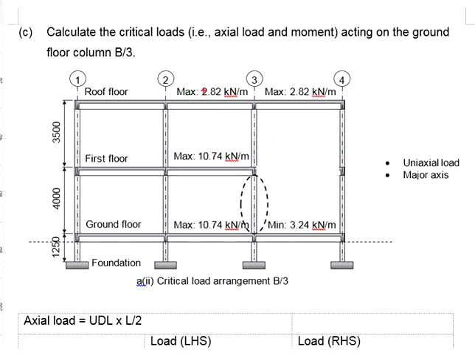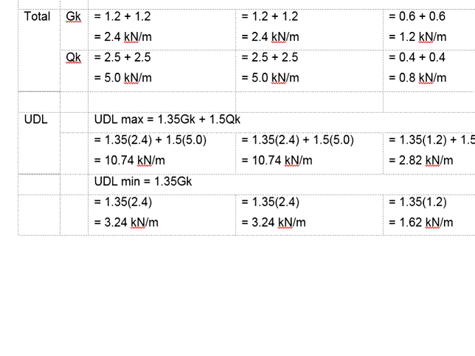We need to calculate the loads from the left hand side and the right hand side of the roof floor. As for the first floor, you only deal with the left hand side, since the right hand side you do not have any beam. Now, in terms of the UDL, we have calculated previously. The maximum UDL acting onto the roof floor, it will be 2.82 kN per meter. As for the maximum loads for the first floor, it will be 10.74 kN per meter.